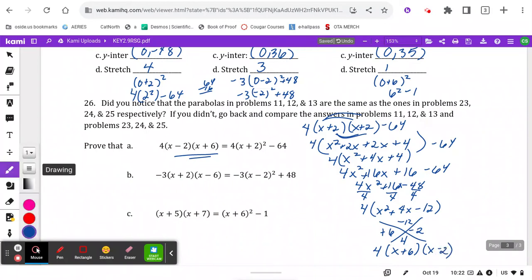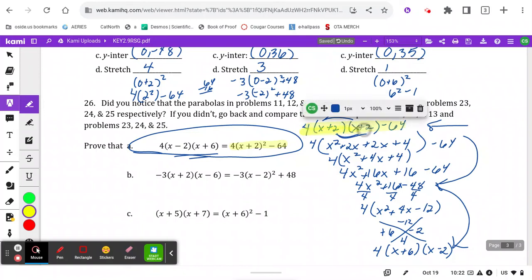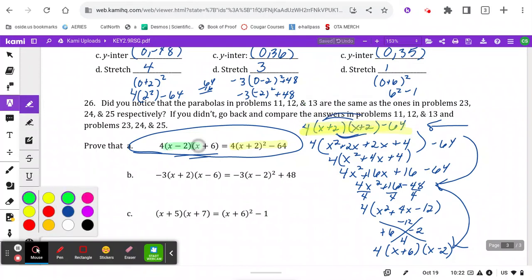So check this out. I went from vertex form to standard form to factored form. But now I just proved that these two are equal. I started with this one right here and ended up with this one down here.